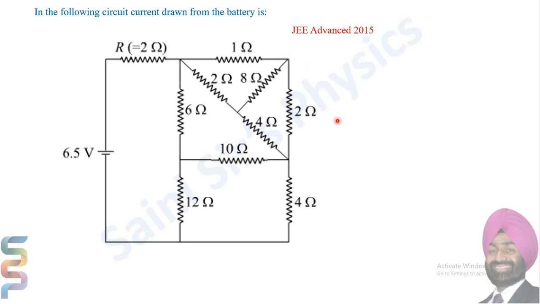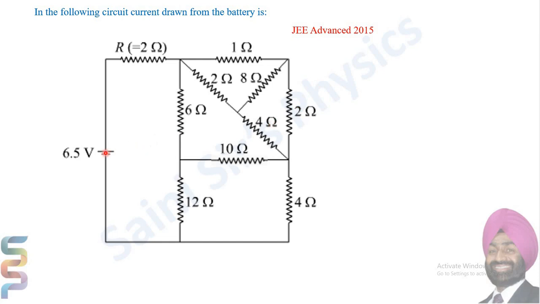Okay, next question. In the following circuit, the current drawn from the battery is... a question from JEE Advanced 2015. The question is not in your notes, but you will note it down completely from here itself.